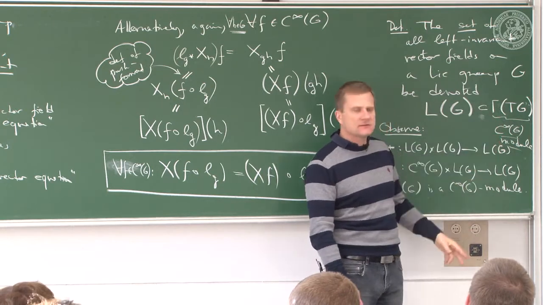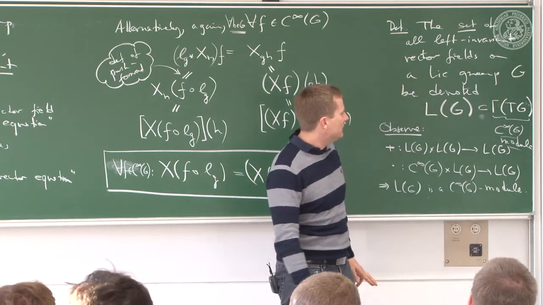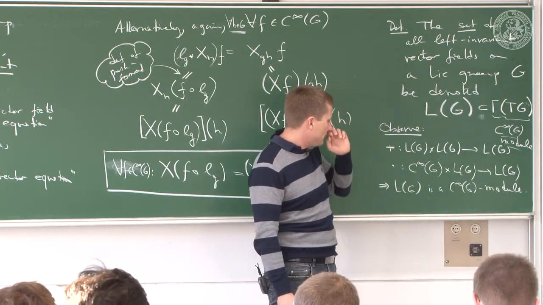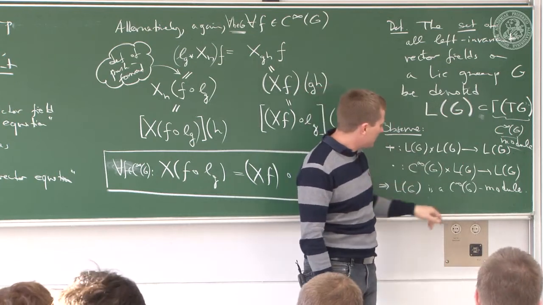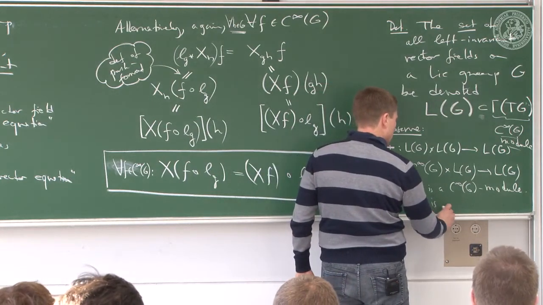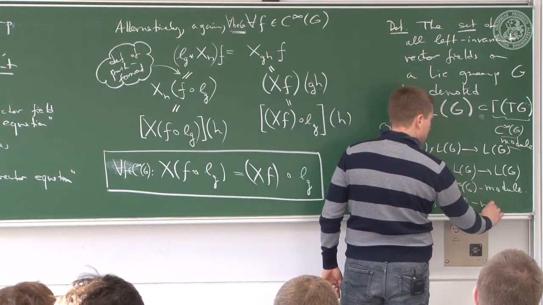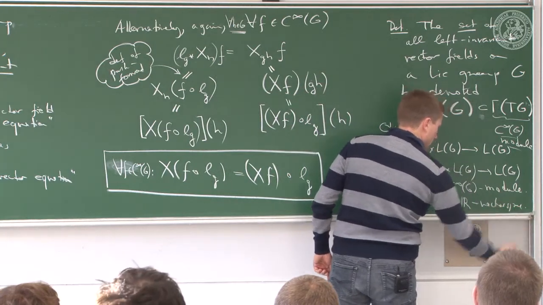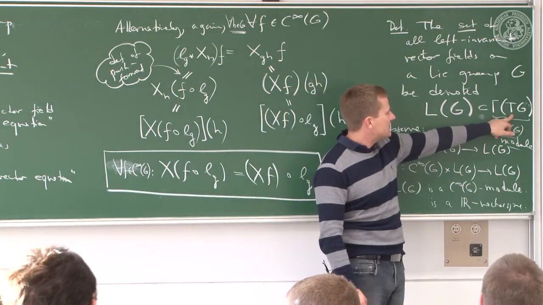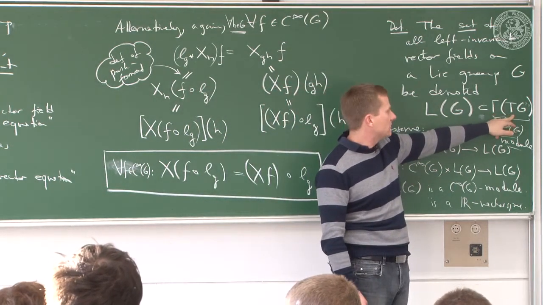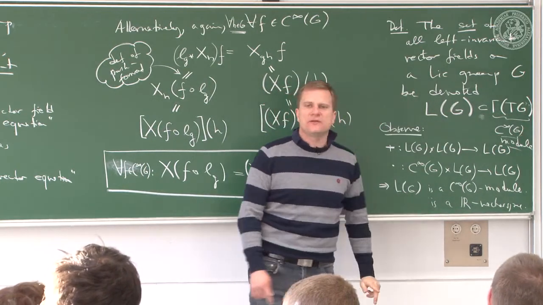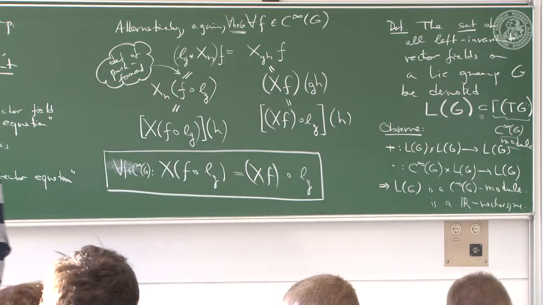Well, the point is, as an R vector space, it's certainly infinite dimensional, and the same will turn out to be true for L of G. A priori, that could be the case for L of G, which is in particular an R vector space, right? It is in particular. It will turn out that although the set of all vector fields is infinite dimensional as an R vector space, this subspace L of G will be finite dimensional. That we will prove now.